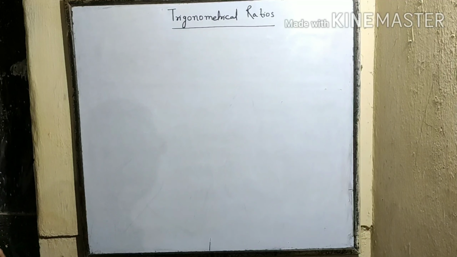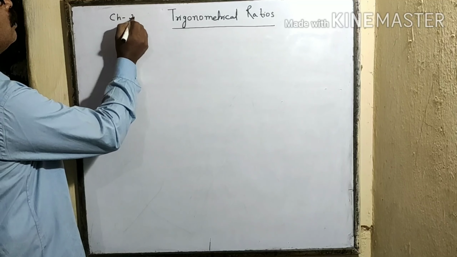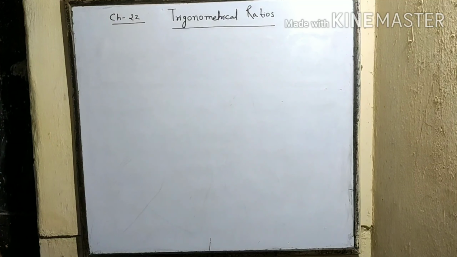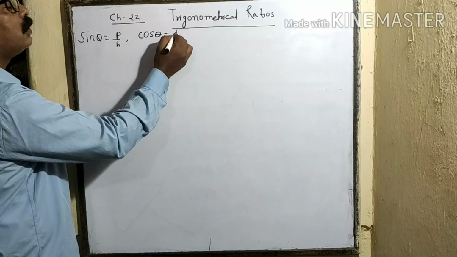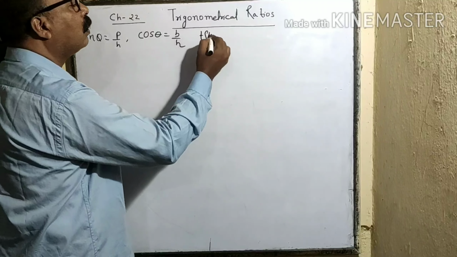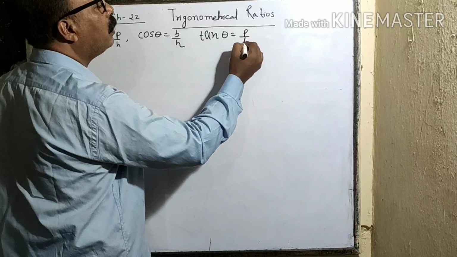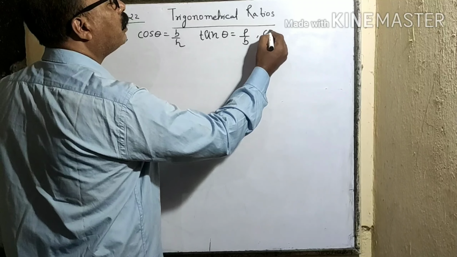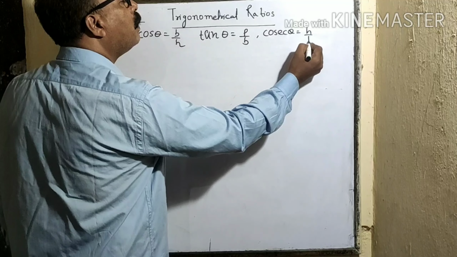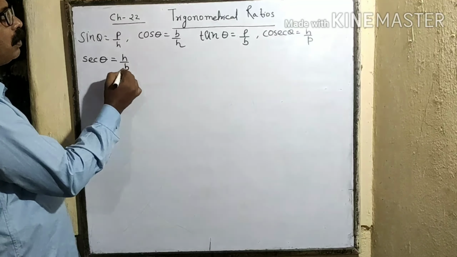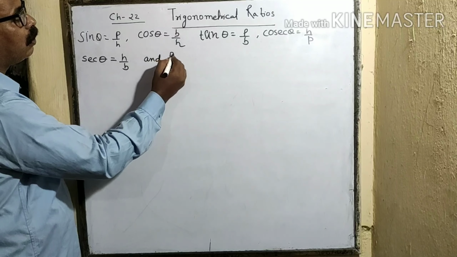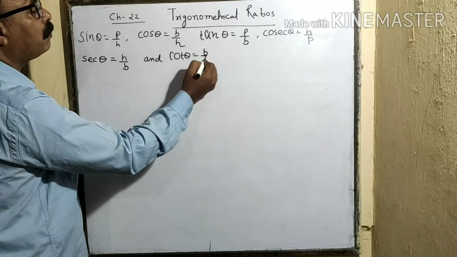In the first video of chapter 22, trigonometrical ratios, we have discussed the ratios: sin theta is equal to P by H, cos theta is equal to B by H, tan theta is equal to P by B, cosec theta is equal to H by P, sec theta is equal to H by B, and finally cot theta is equal to B by P.